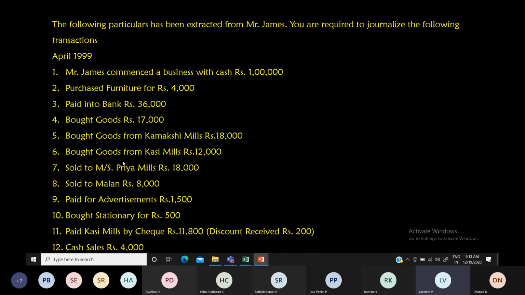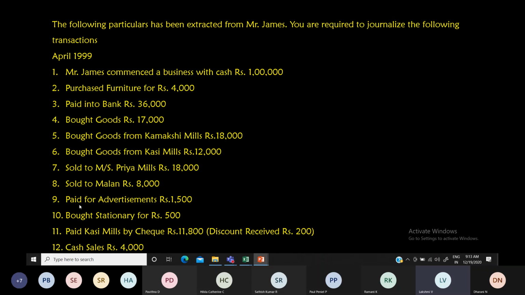So sold to Mrs. Priya Mills means it is a credit sale, since the name has been given here, and regarding cash they have not included anything, so you have to consider it as a credit sales for rupees 18,000. And sold to Malan rupees 8,000. So this is also again a credit sale, because for cash nothing they have included here. So it should be considered as a credit sales only.